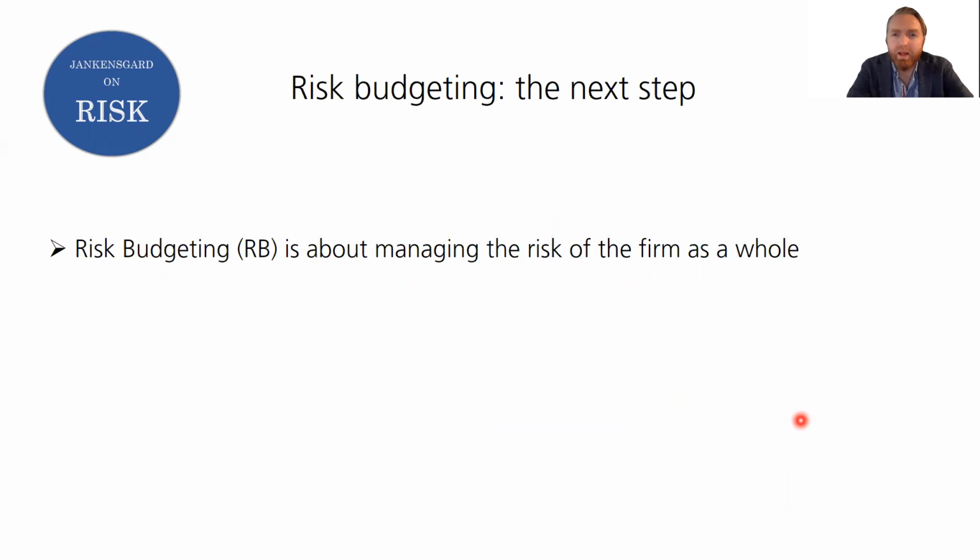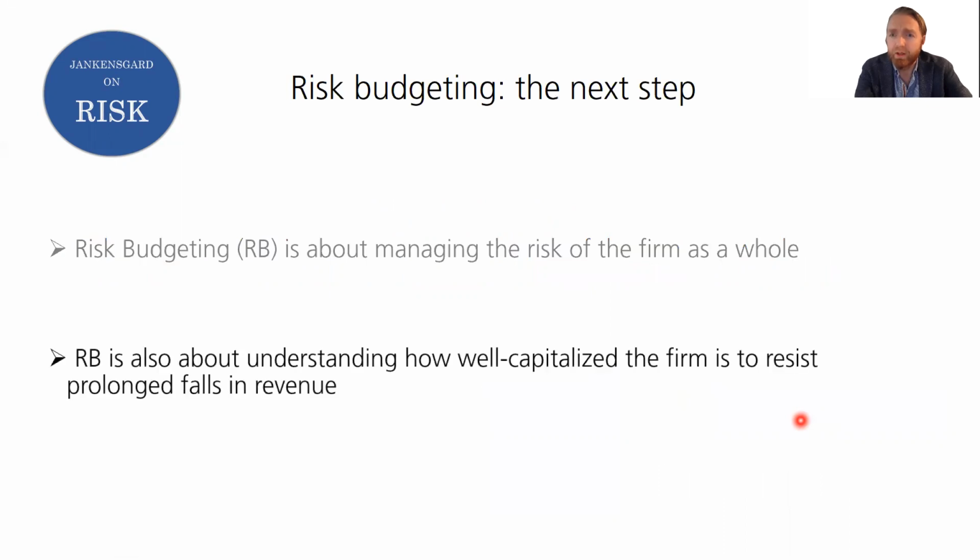So risk budgeting is about managing the risk of the firm as a whole. It's not about some narrow definition of performance or one or two risk factors individually. It's about the risk and return profile of the entire firm. So it's a bigger picture kind of view on risk.